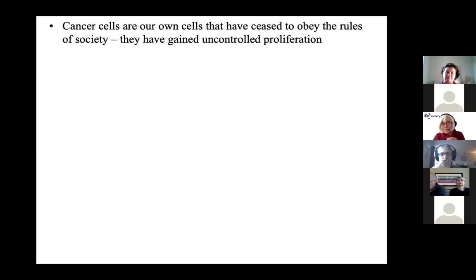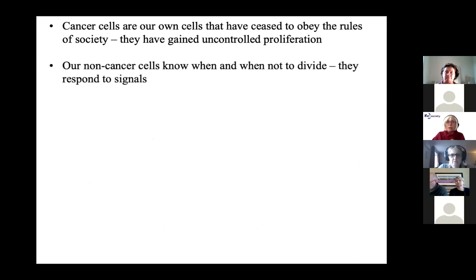Now, cancer cells. Cancer cells are our own cells that have ceased to effectively obey the rules of society. They gained a state of uncontrolled proliferation. And so our normal cells know when they should be dividing and when not to divide. So the cell at the end of my finger knows it should stop dividing. My hair cells continue to divide, though I wish they wouldn't until the hairdresser's open. But whatever, your cells know when and when not to divide.